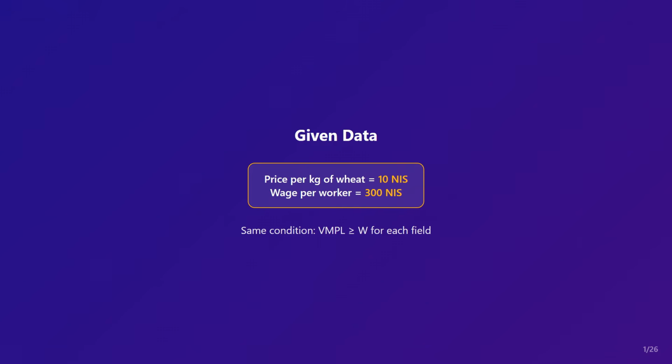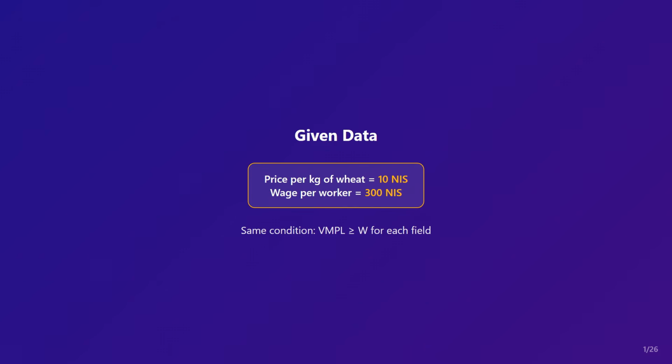In Field A, Worker 1, total output 500 kilograms. Worker 2, total output 800. Worker 3, total output 1000. Worker 4, total output 1020. Worker 5, total output 1025.